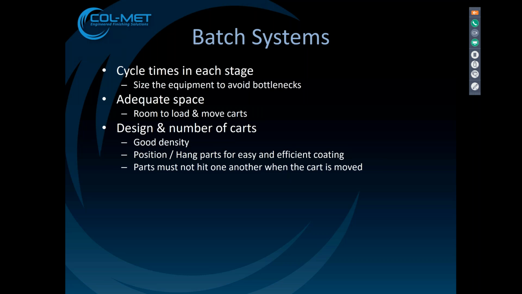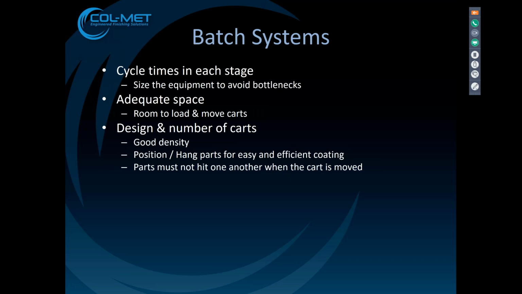What we need to take in consideration when they do fall to a batch system is the cycle time in each stage. We need to size the equipment to avoid bottlenecks. We need to make sure we have adequate room to load and unload the carts. In many batch systems, products are conveyed through the process on a cart. Some are done with an overhead conveyor that is moved manually with a shepherd's hook, but in many cases they are moved with a cart.